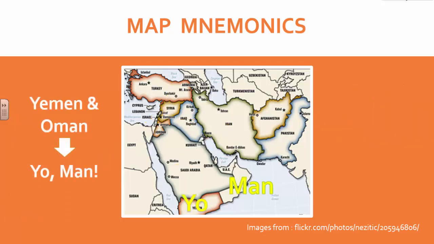Another strange mnemonic shows students 2 more countries that they're not required to learn based on the standards. However, learning extra countries may be useful for more advanced classes. To remember Yemen and Oman, just think, yo man, it'll stick longer than you think.